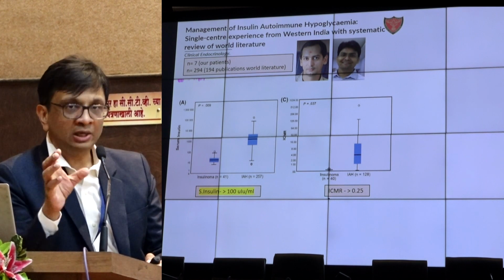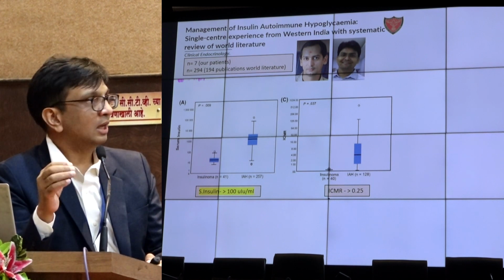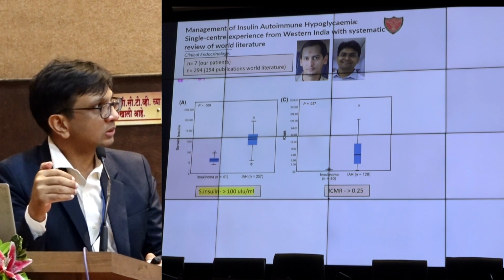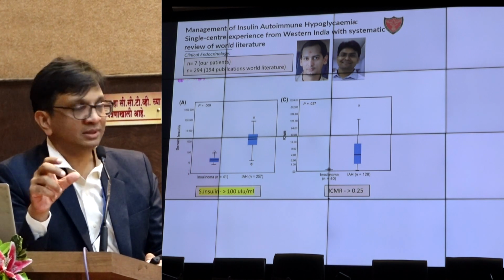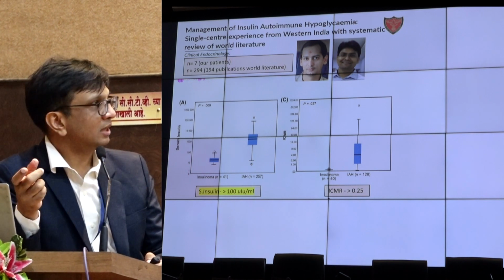With an insulin level of more than 100 at the time of hypoglycemia, we should think of insulin autoimmune syndrome or Hirata syndrome, and a shorter duration of symptoms. And the ratio of C-peptide to insulin is what we would look at; it suggests it is more towards an antibody.